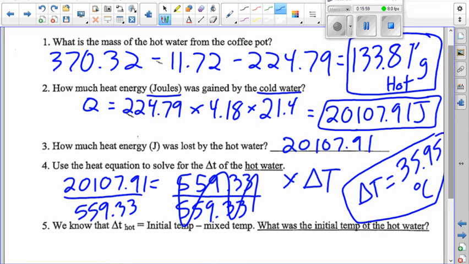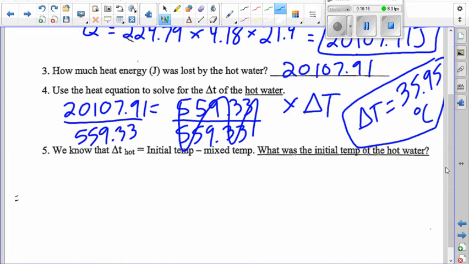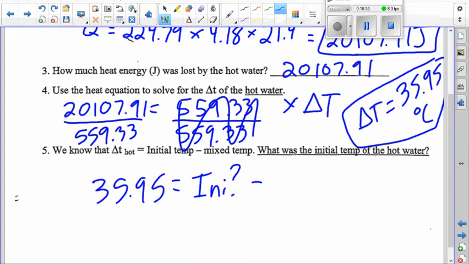Is that what I ultimately asked you guys for, though? No. So you have to be careful. A lot of people are going to slap down 35.95 and say, final answer, mic drop. This is the delta T. This will get you a lot of credit, but this is not what I asked you for. I asked you for the temperature of the hot water originally. So, delta T is equal to the initial temp minus the mixed temp. So my 35.95 is equal to my initial temp, I'll put INI, because I don't know what that is, minus the mixed temp.